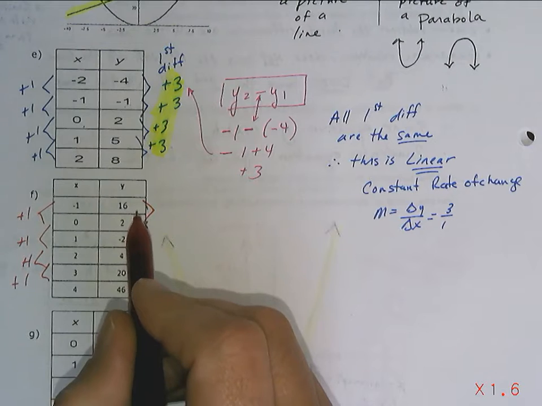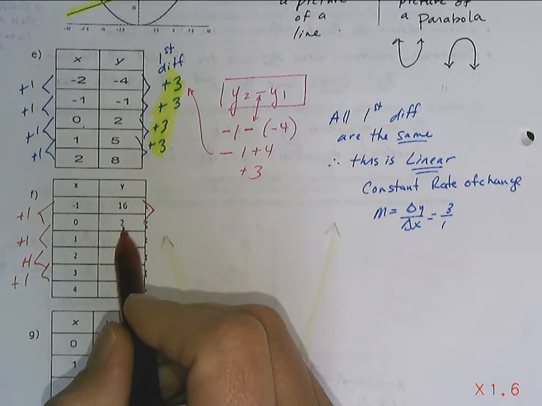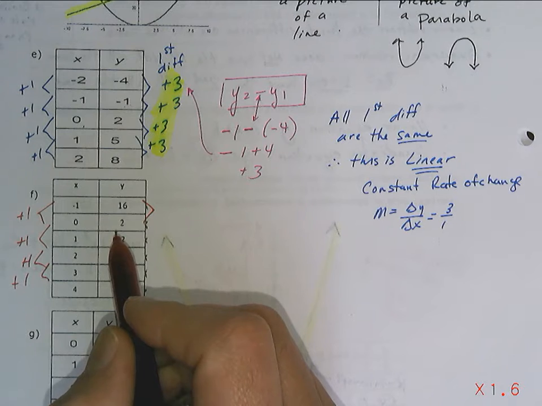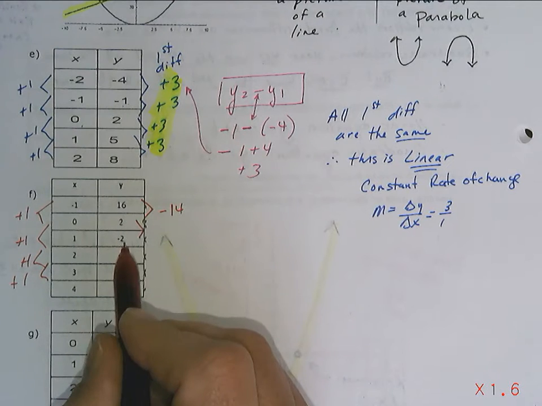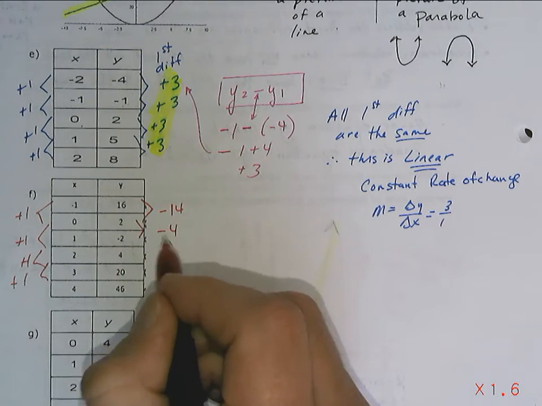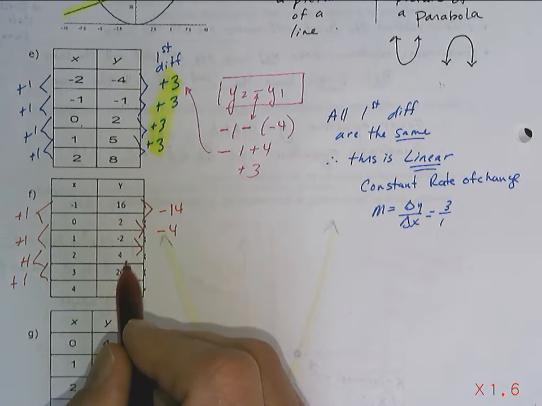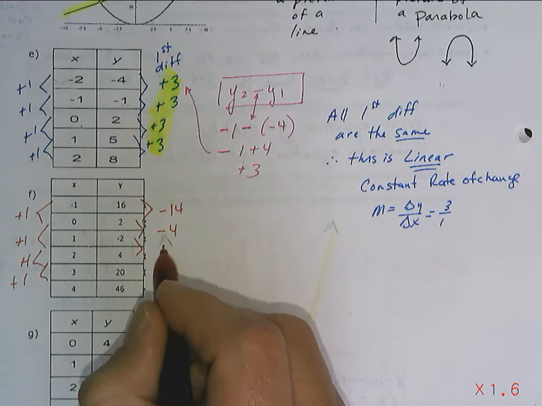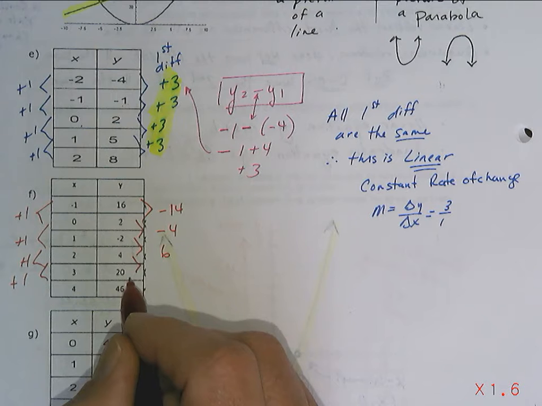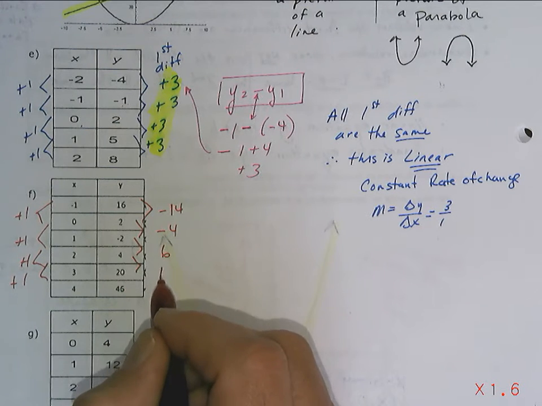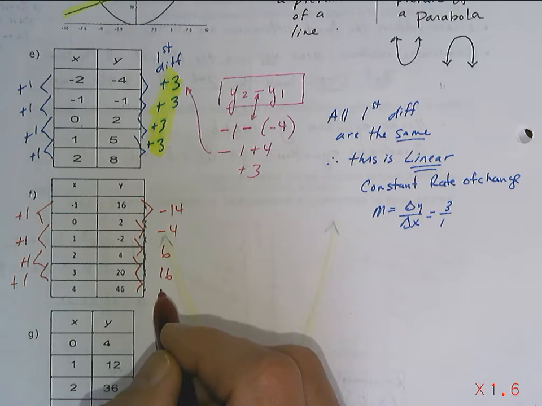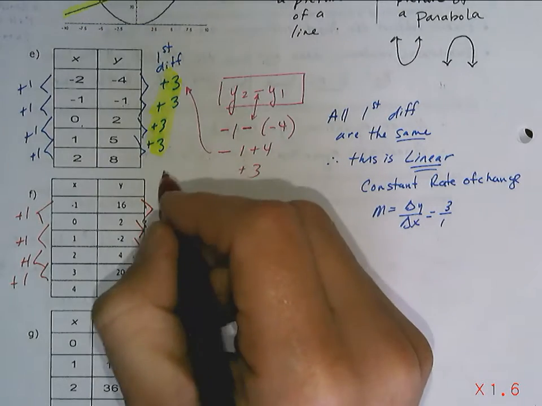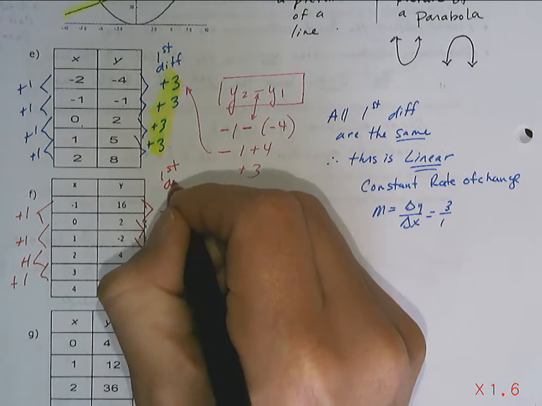What did it take to go from 16 to 2? Well, it took -14 to do that, didn't it? That's a pretty big jump down. What did it take to go from 2 to -4? Well, take away 2 gets me to 0. It took -4. What about to go from -2 to 4? Well, that took 6. What about to go from 4 to 20? That took 16. And what about to go from 20 to 46? That took 26. Wow.